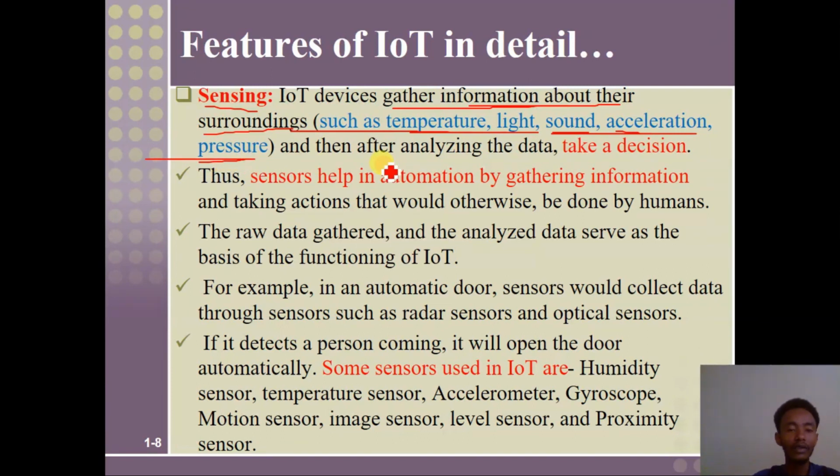And also then, after the data has been collected, in order to take decisions, sensing or sensors play an important, fundamental role in the Internet of Things. The most fundamental advantage of these sensors is that they help to automate processes by gathering information from the environment in order to take decisions or actions, by using the IoT devices or even by the human being.